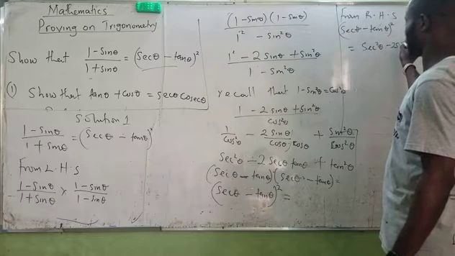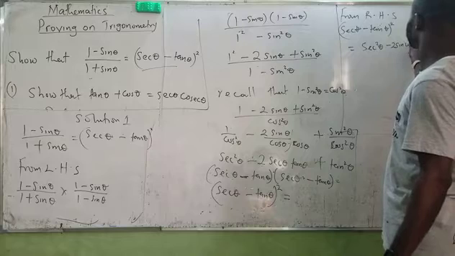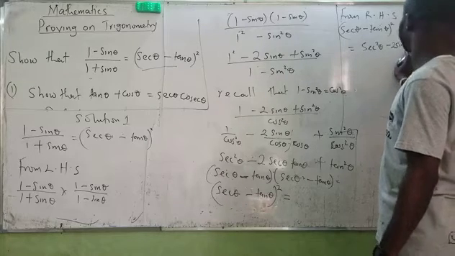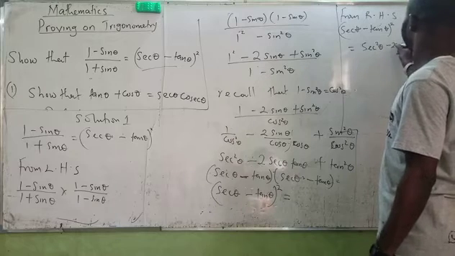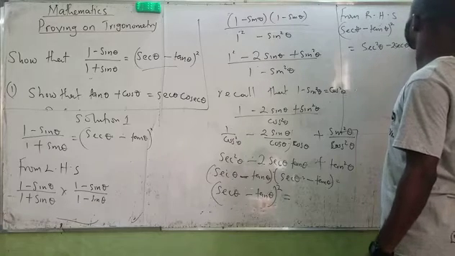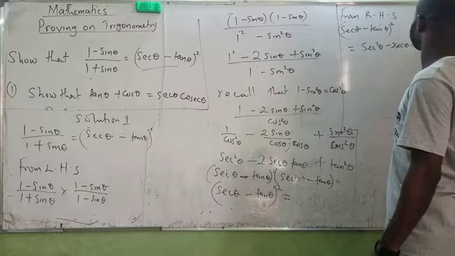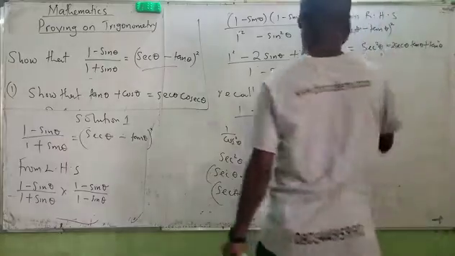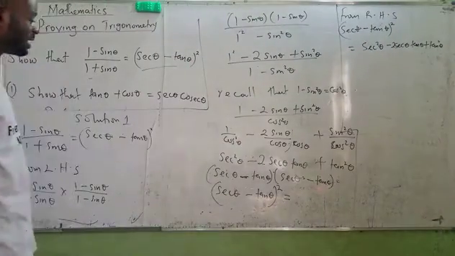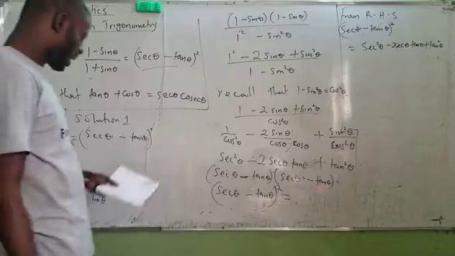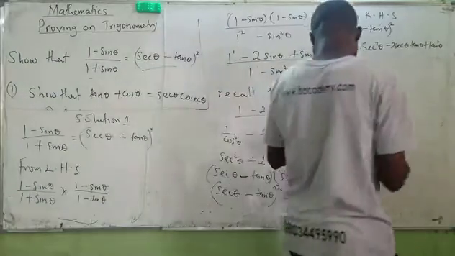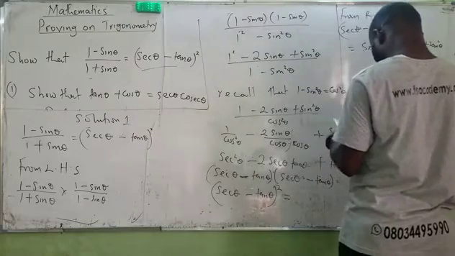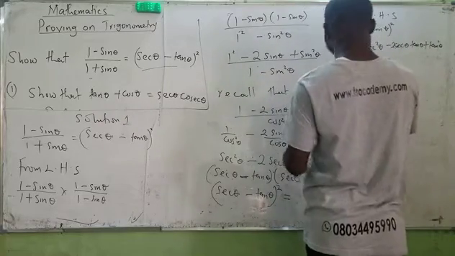I have sine theta. Let me put it in the form of sec theta tan theta plus tan square theta. Now I'm just expanding, and since I expand that, I can now simplify it. By so doing that, I hope I'm not making any error.